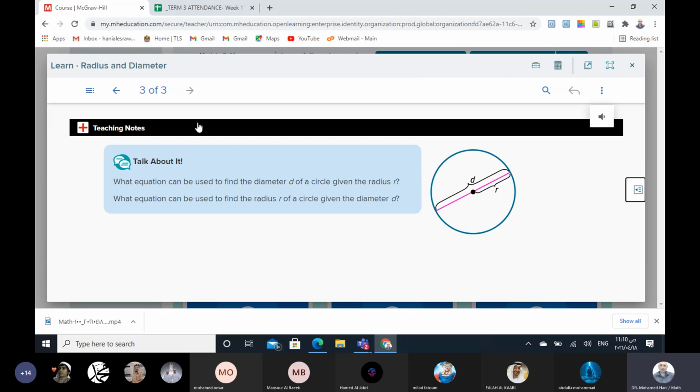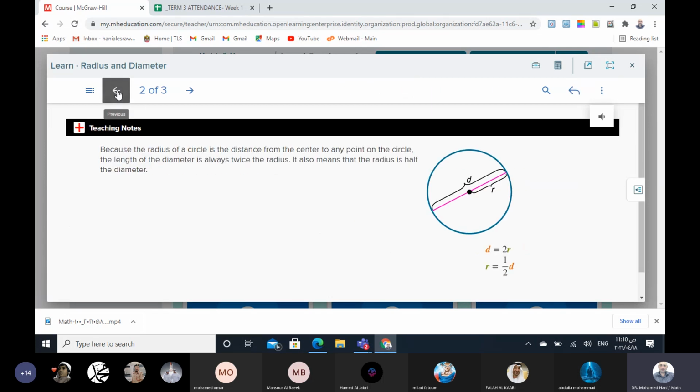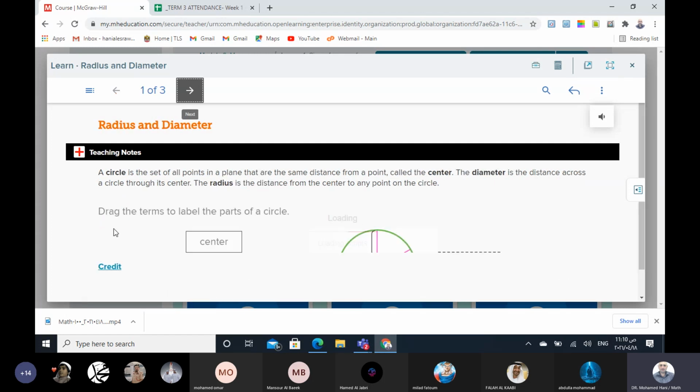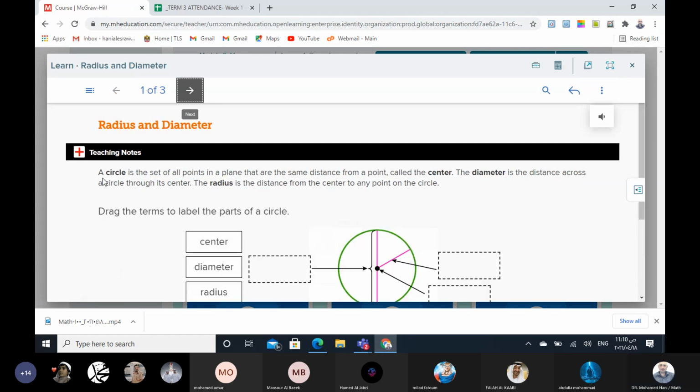As you see here, what's the meaning of a radius and a diameter? The first idea, a circle. What's the meaning of a circle? A circle is the set of all points in a plane that are the same distance from a point called the center.